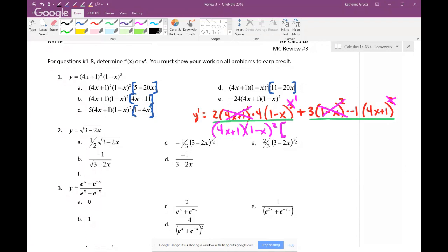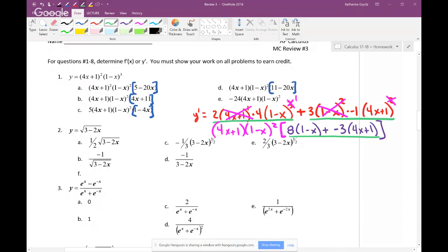So in that first term, you have a 2, a 4, and a 1 minus x. 2 times 4 is 8, times 1 minus x, plus 8. And then the second one, you have a 3, a negative 1, and a 4x plus 1. So negative 3 times 4x plus 1. Then you can do a little bit of distributing and arithmetic here.